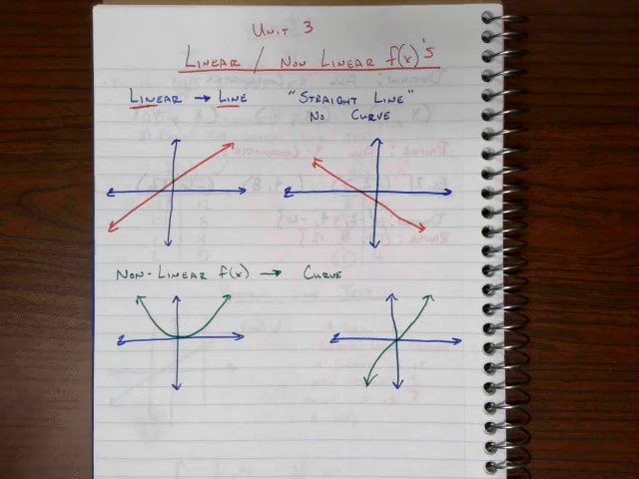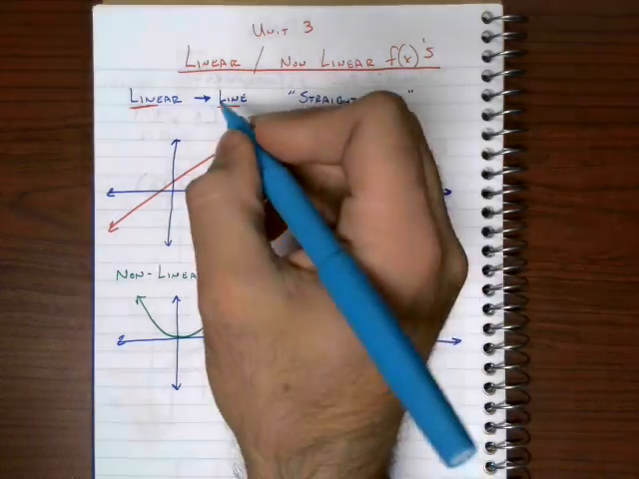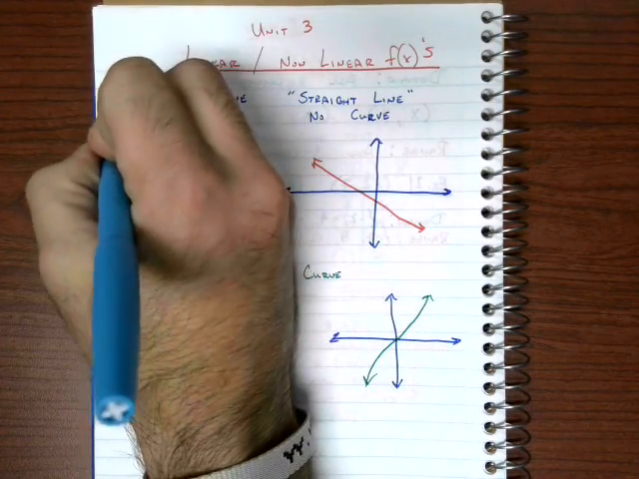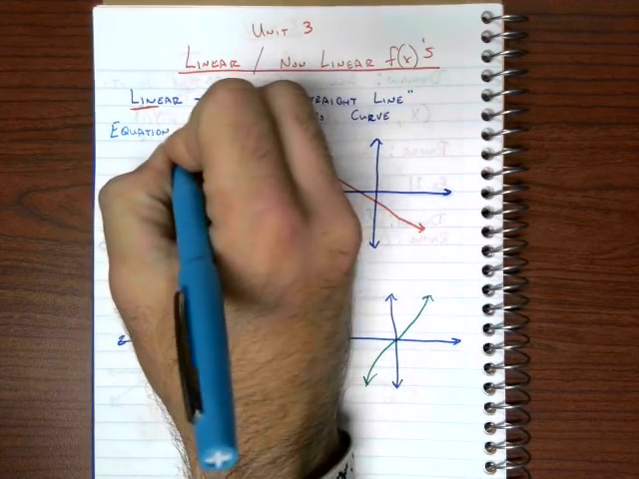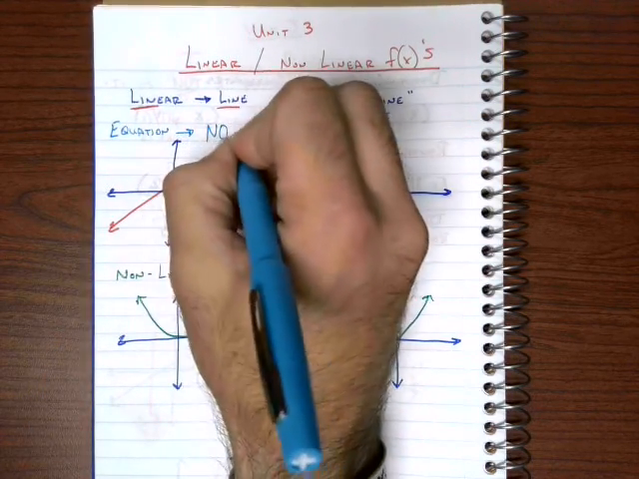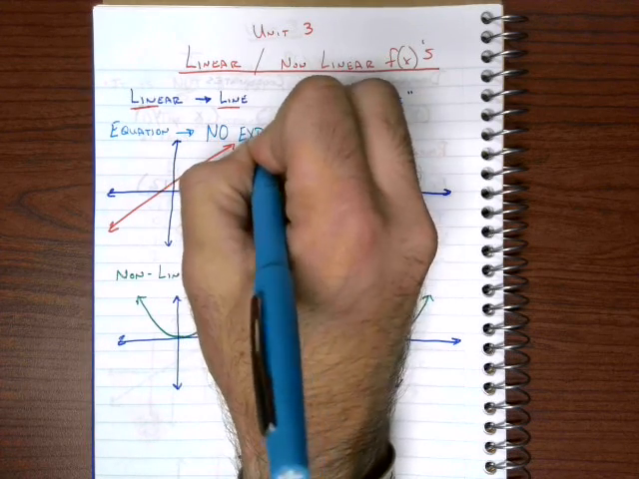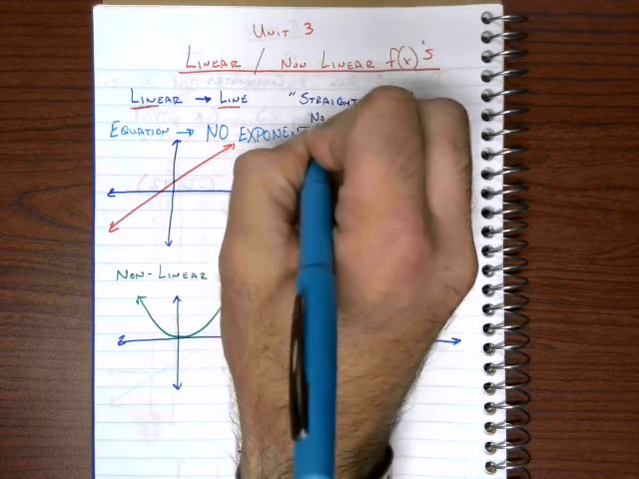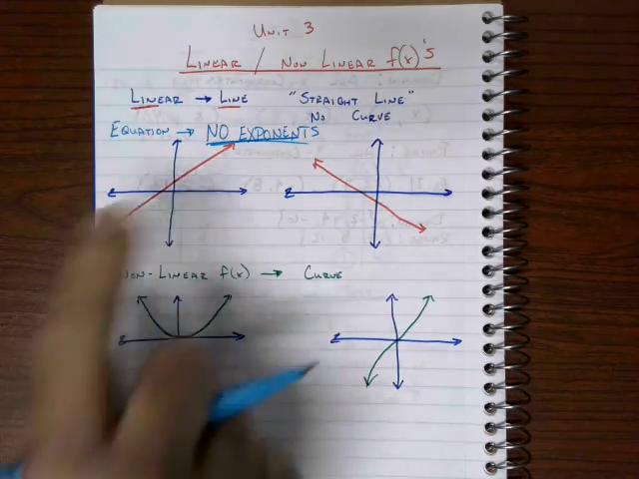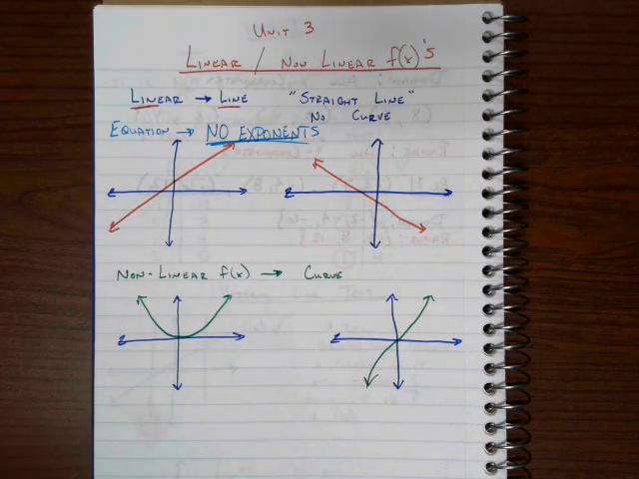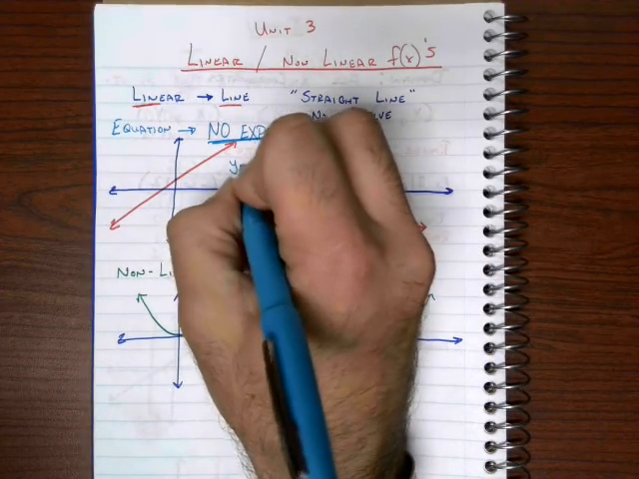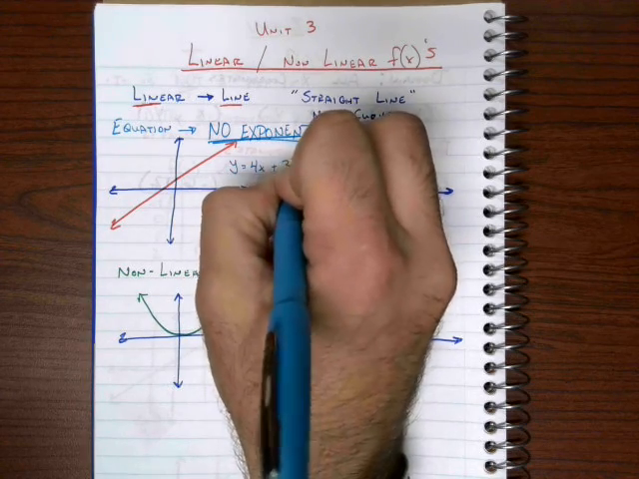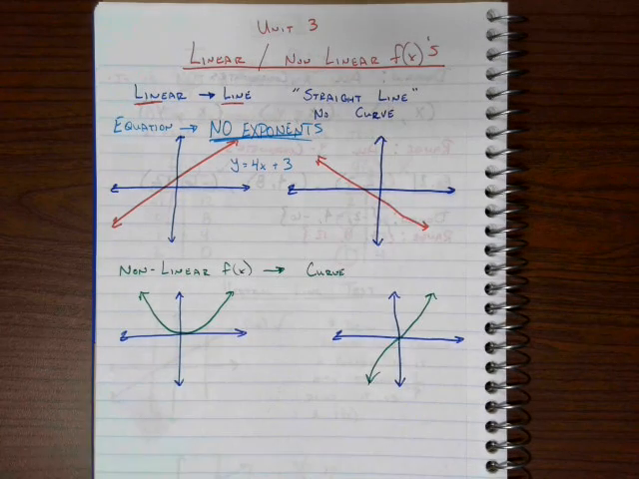Now, here's what these would look like as an equation. So your linear as an equation. One thing to remember here, no exponents. These have no exponents. So an example of a linear equation would look like this. It might be y equals 4x plus 3. That's linear. There's no exponents there.